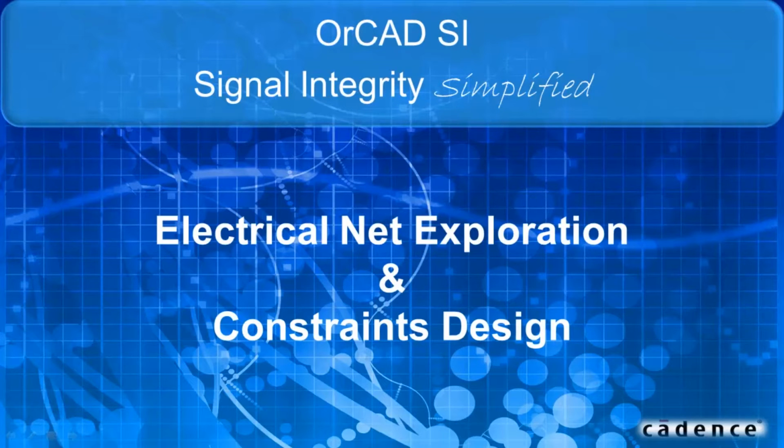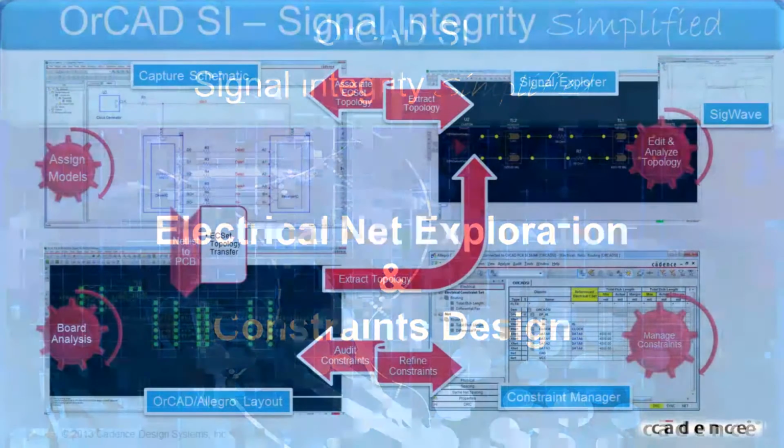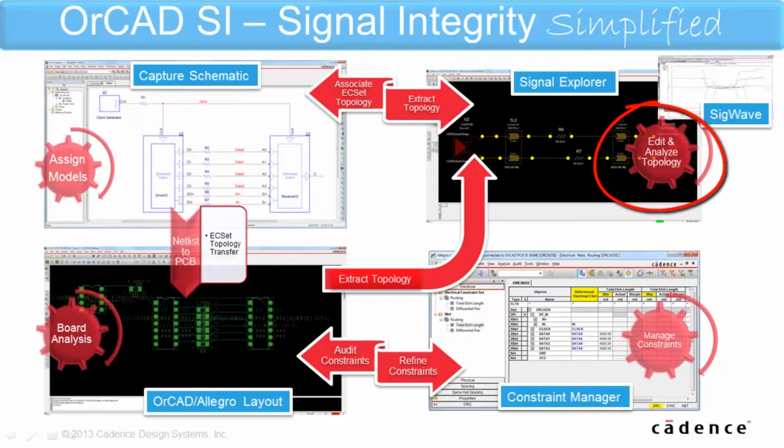OrCAD SI provides a comprehensive signal integrity solution for the exploration, validation, and constraint of critical high-speed nets. Exploration of critical high-speed nets can be performed with simulations of swept parameters, different topologies, and termination strategies, creating an environment for fast and easy what-if scenarios. The results of these simulations are plotted in a powerful graph plotting environment, SIGWAVE.